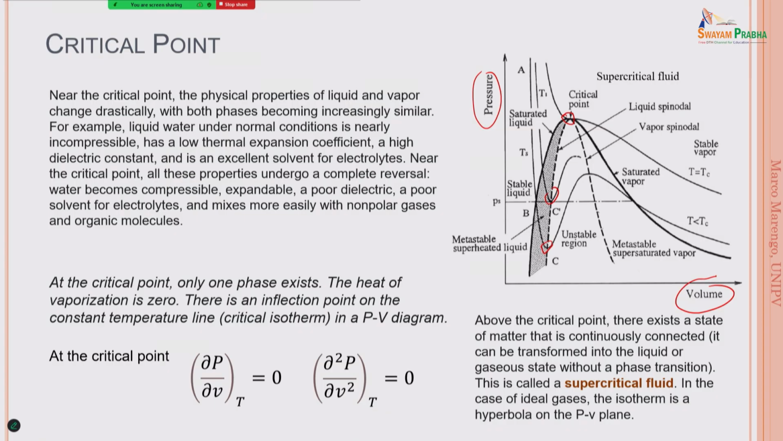At the critical point, many variables are changing, and are changing even very close to the critical point. Because this is really a kind of singularity in the phase change diagram. It's a kind of singularity point. So, for example, the water becomes compressible, expandable, and so on.